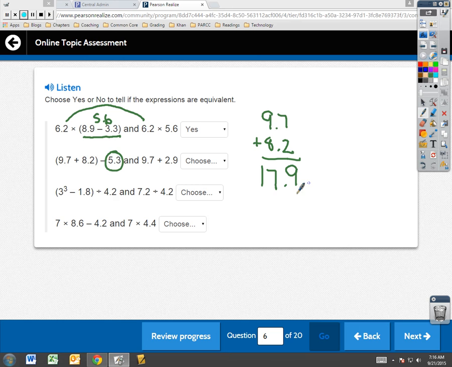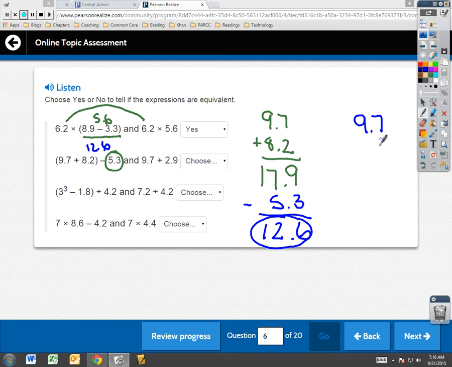So we have minus 5 and 3/10. Well, that gives me 6, right? That's 2 and that's 1. Okay, so the final answer for the left side, this expression on the left, is 12 and 6/10. Let's see if this equals 12 and 6/10.